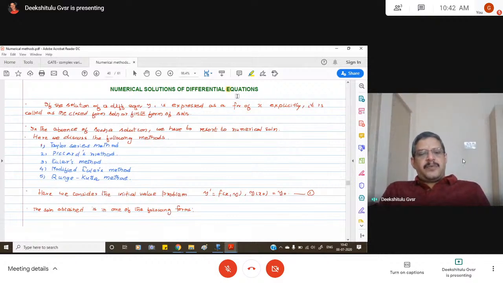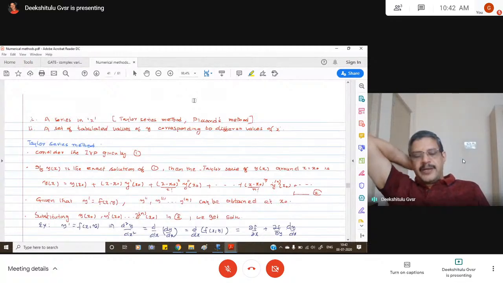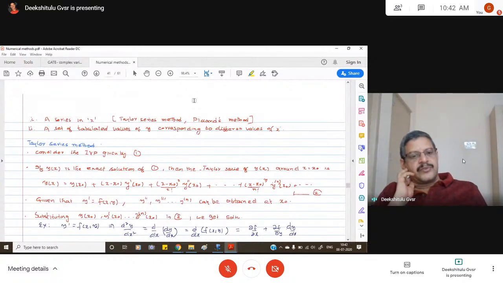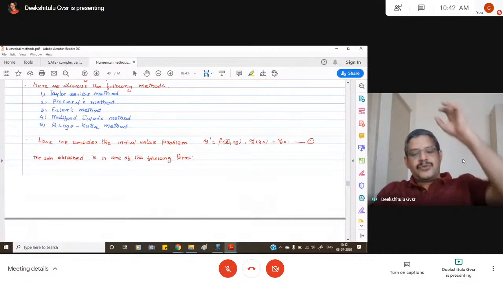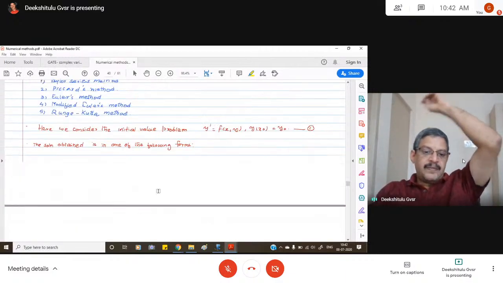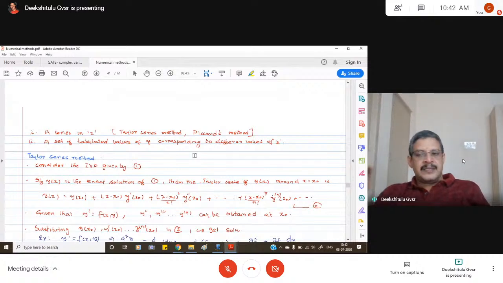So here we consider the initial value problem. Let us see what is the difference between one method and another. We consider the initial value problem y dash is equal to f of x, y, y of x0 is equal to y0. The solution obtained is in one of the following forms. We are getting different forms of the solution. Sometimes whatever solution we get for this initial value problem will be like a series in x, say a0 plus a1 x plus a2 x square plus a3 x cube and so on. It may be a solution.